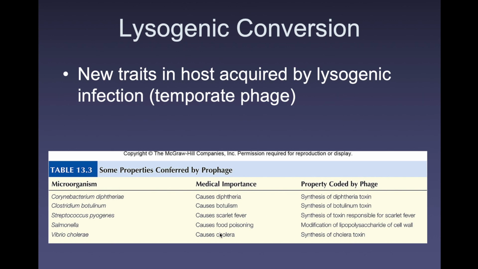These are examples of some pathogens that have their significance due to the phage DNA that's encoded in their genome. So Corynebacterium diphtheriae, which causes diphtheria, the toxin itself is actually encoded by phage DNA in the host chromosome. Clostridium botulinum, the toxin for botulism, the damaging part of that botulism infection, is actually phage DNA. So these are all examples of lysogenic conversion.